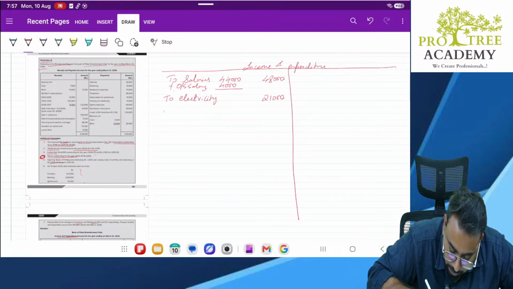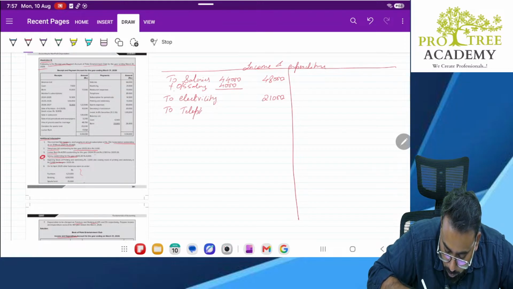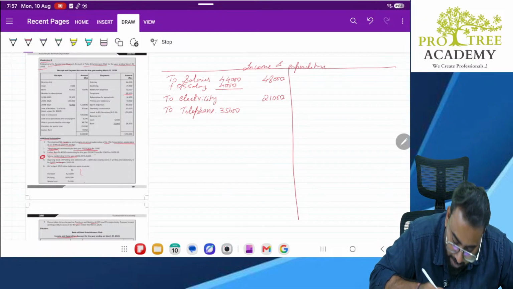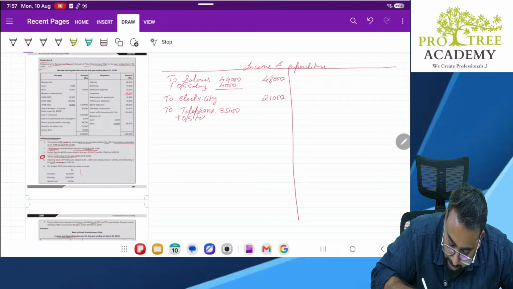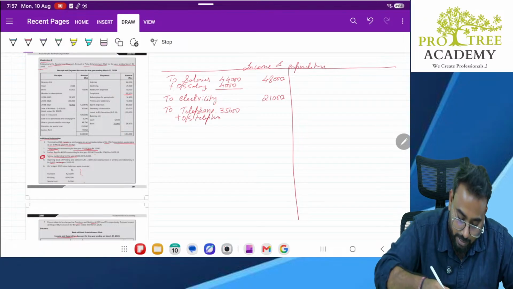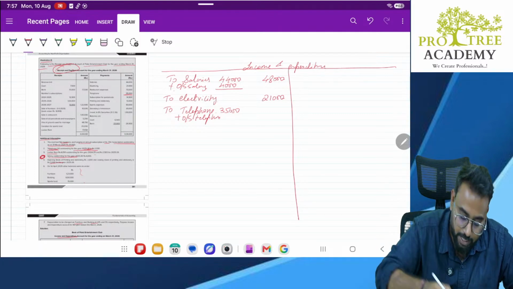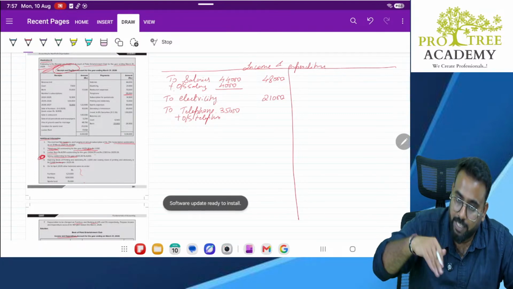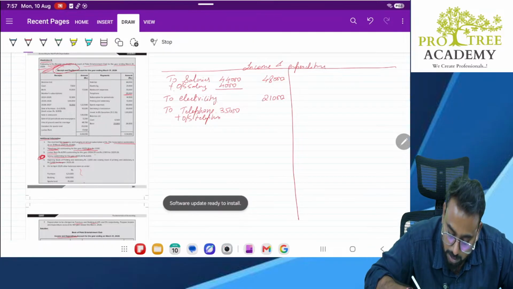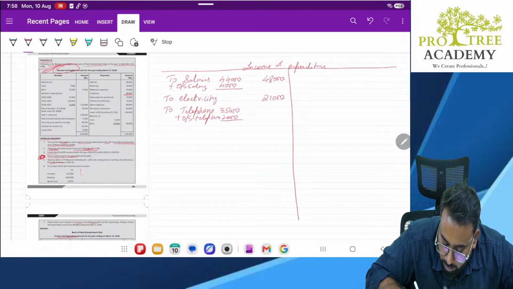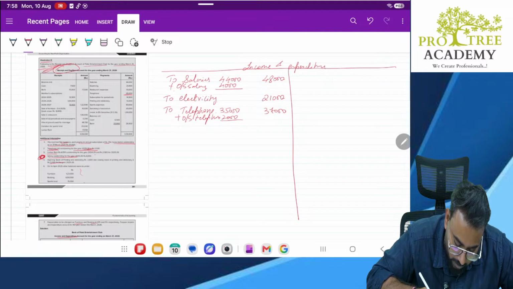Next, telephone. To telephone, how much? 35,000. Correct? Here 35,000. Telephone bill outstanding. Outstanding is there? Yes, sir. Outstanding telephone bill, that is also expenses, no? This is receipts and payments, which will only include what is paid. What is not paid is not included here. But that is also expenses, so we should show that also in the expenses. So add telephone expenses. How much is it? 2,000. Telephone expenses 2,000. Total 37,000. Very good. Next.